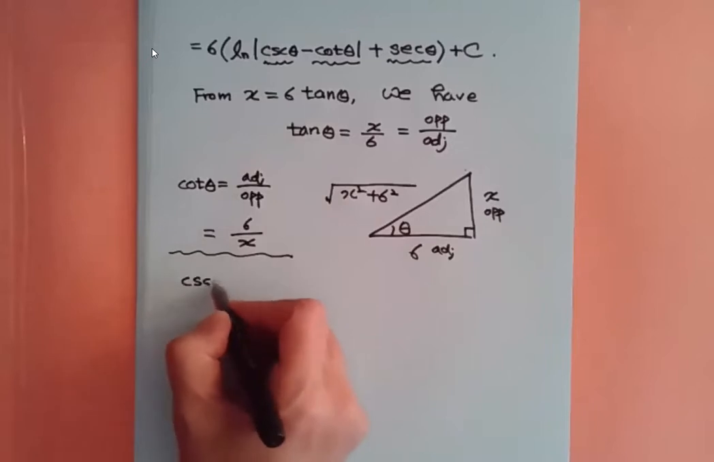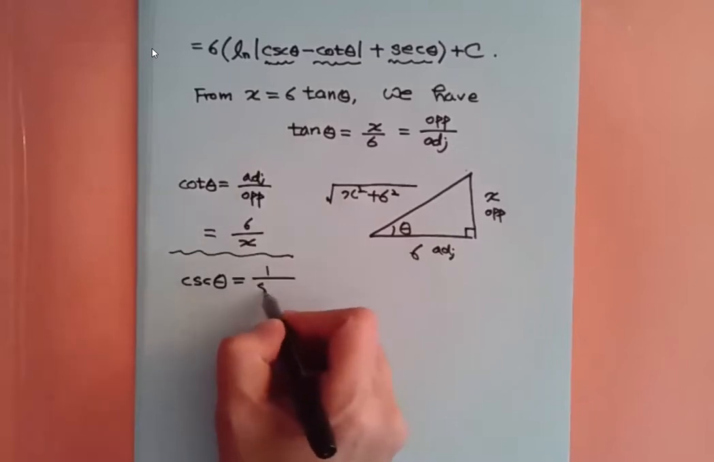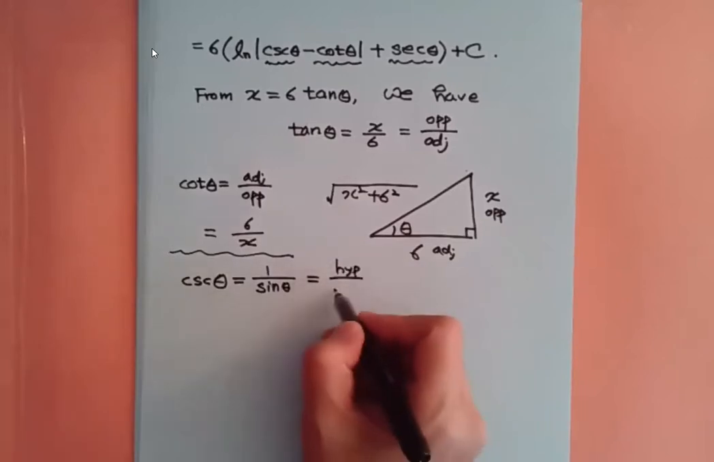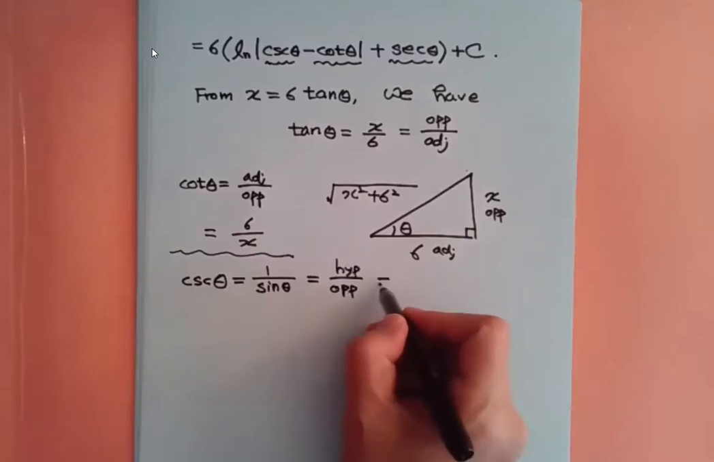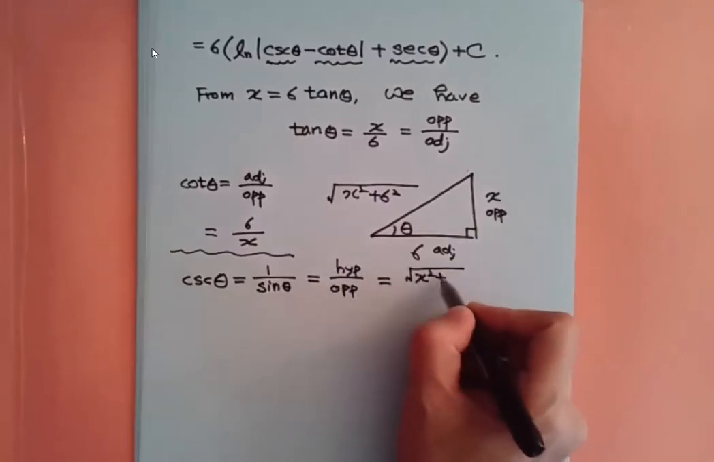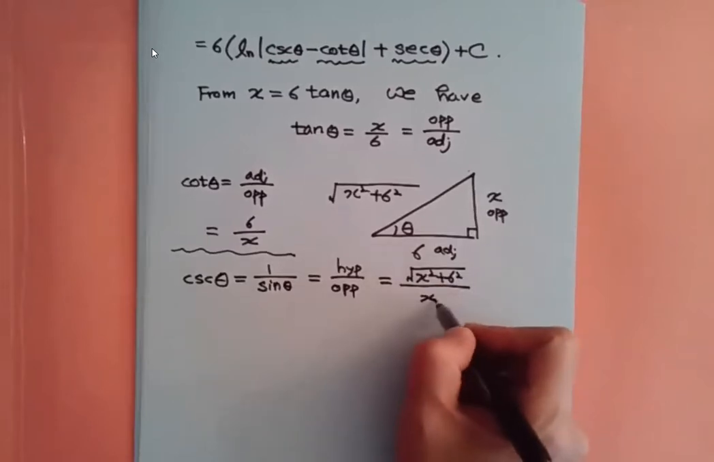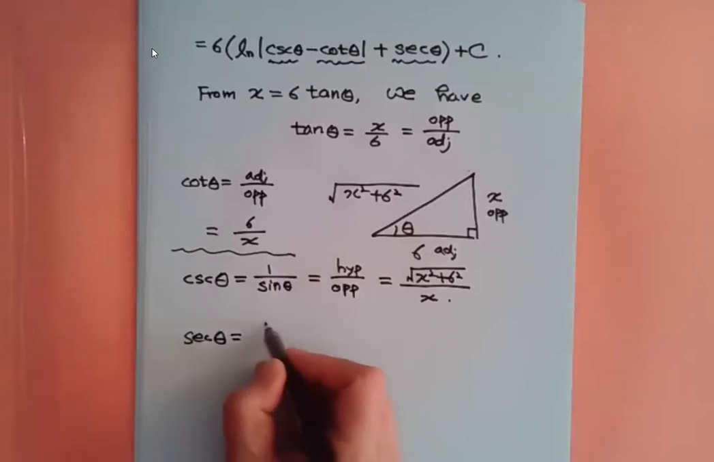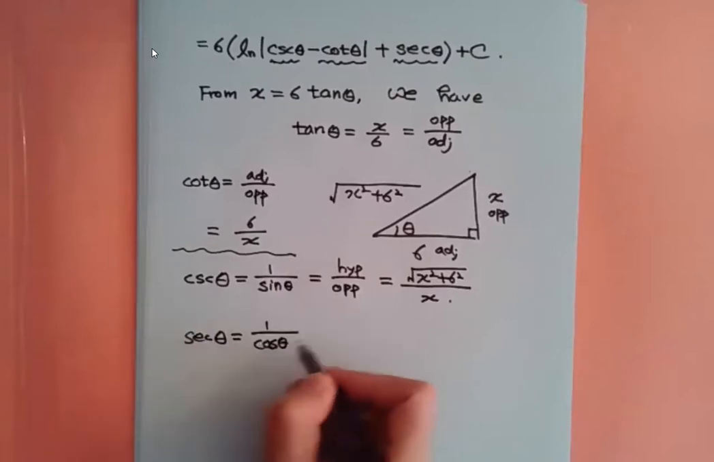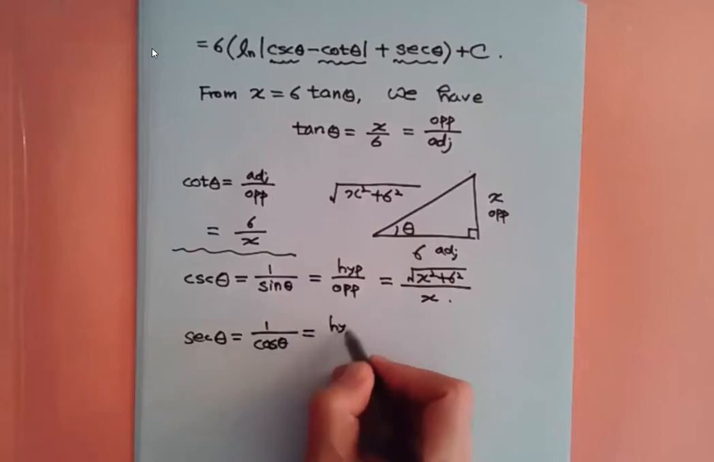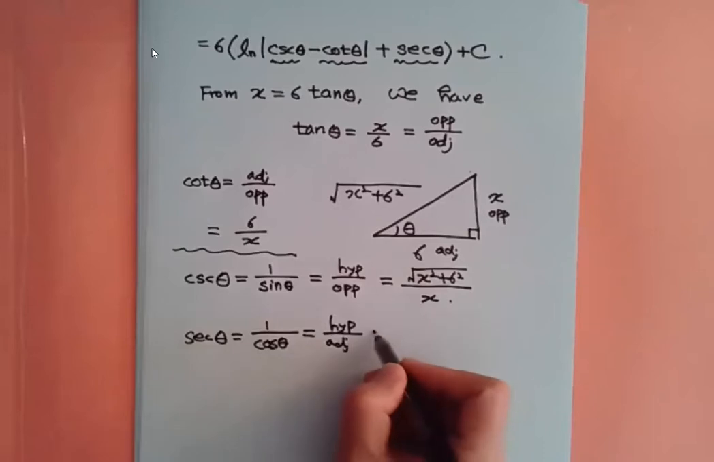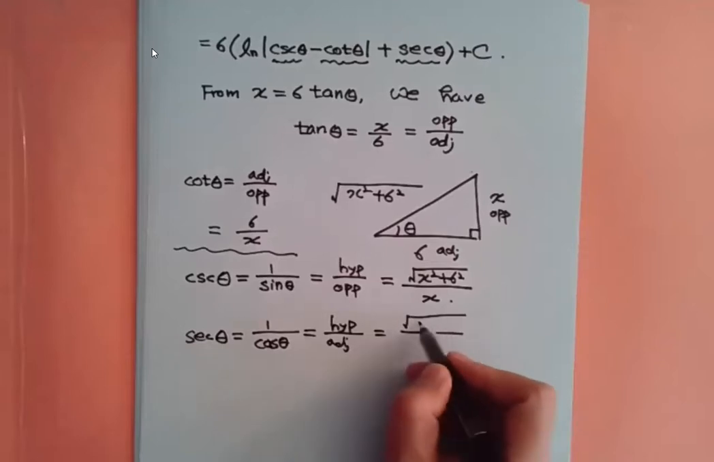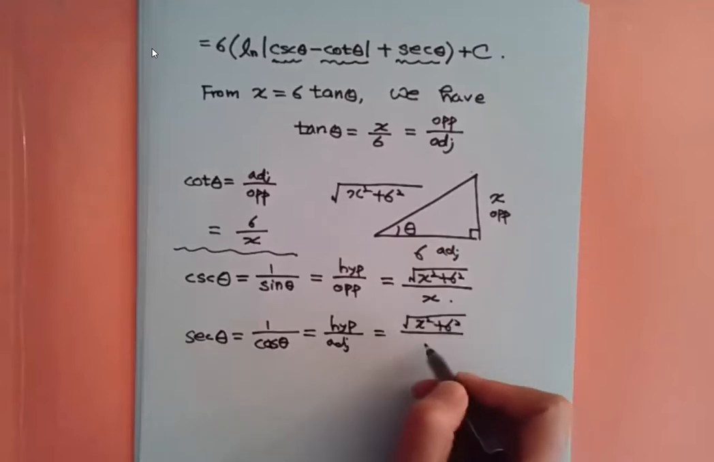And cosecant of theta equals 1 over sine of theta. So that means hypotenuse over opposite. And that is hypotenuse square root of x squared plus 6 squared over opposite is x. And secant of theta is 1 over cosine of theta. That is hypotenuse over adjacent, hypotenuse is square root of x squared plus 6 squared, and adjacent is 6.